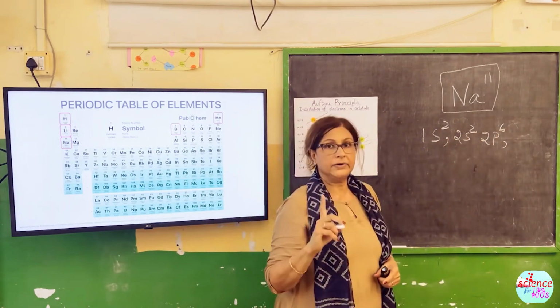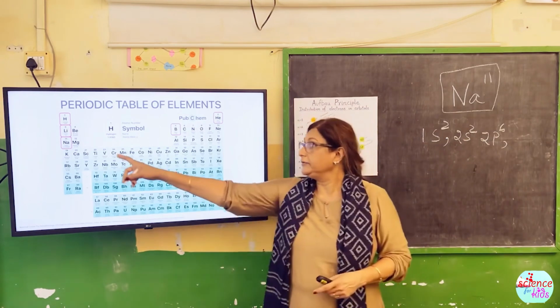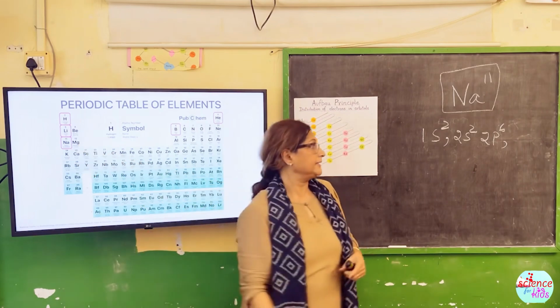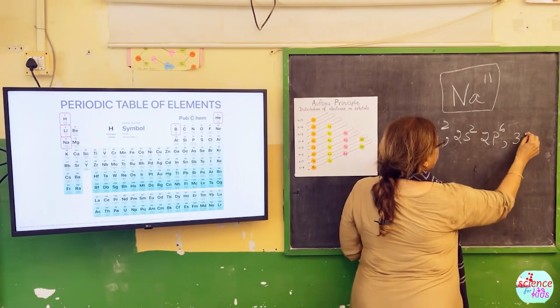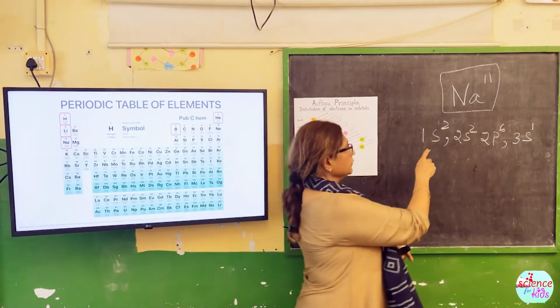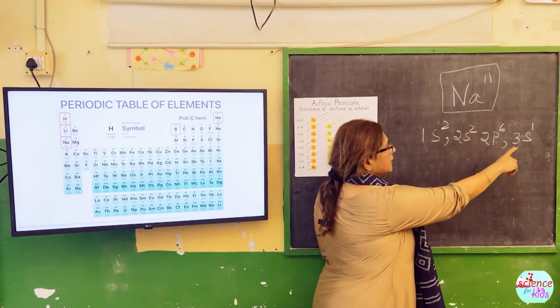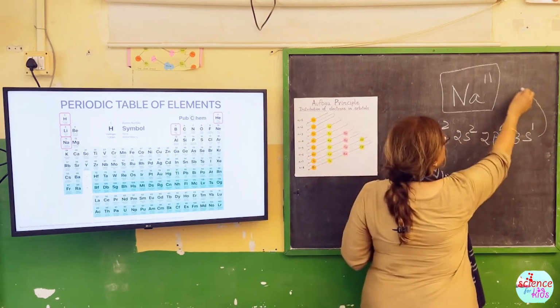The remaining electron is 1, which will go into the next period, which is period 3. Still the block remains the same, it's sub-level s. And how many electrons are left? 1. So it will be 3s1. So the electron configuration for sodium will be 1s2, 2s2, 2p6, 3s1. If you add all these numbers, it comes to the same as 11.